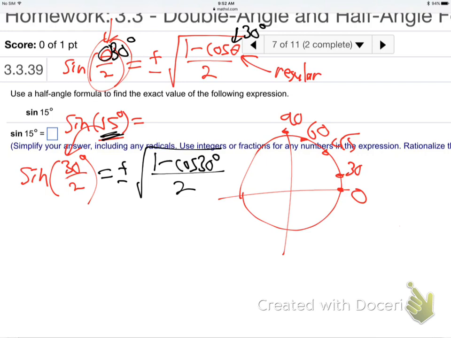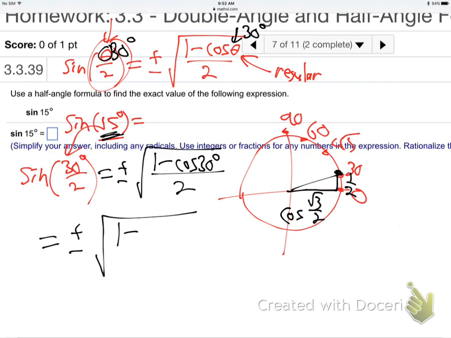Now, what is the cosine of 30? That I can find. Here's my 30 degree, right? Over and up. So it's over a large amount, root 3 over 2, up a small amount, up a half. And cosine is x. So cosine's root 3 over 2. So it is plus or minus square root of 1 minus root 3 over 2, all over 2. Good so far?